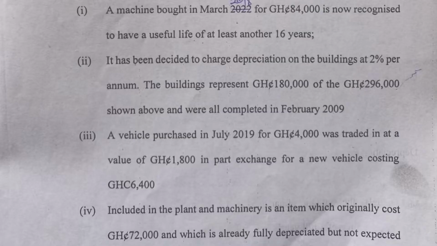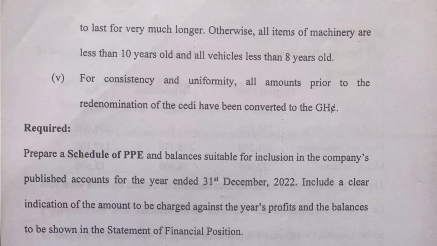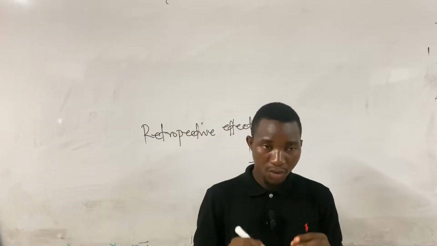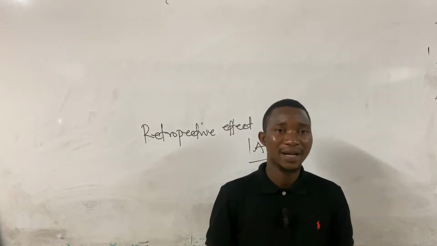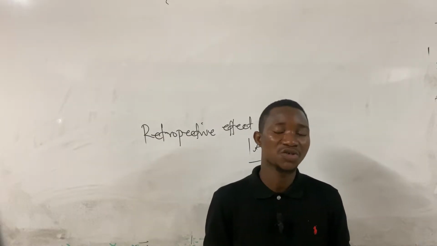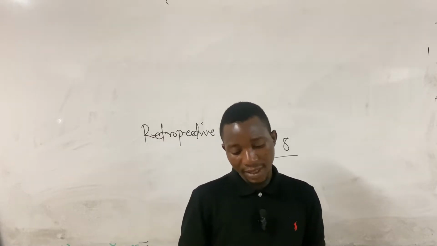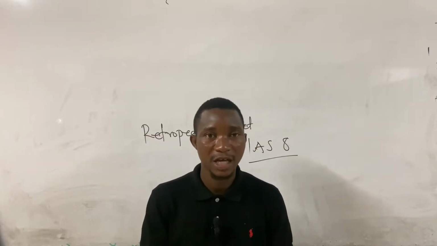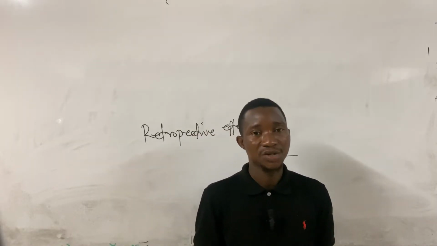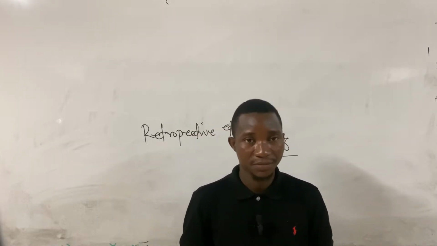Very good. So the next additional information is that included in the plant and machinery is an item which originally cost 72,000 and which is already fully depreciated but not expected to last for very much longer. Is that okay? So this means that a cost of 72,000 included in the plant and machinery has already been depreciated, so we won't depreciate it. Very good. So I believe that is all the relevant additional information we need to analyze. Okay, so with this we can begin with our solution.